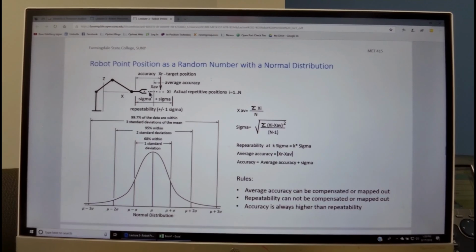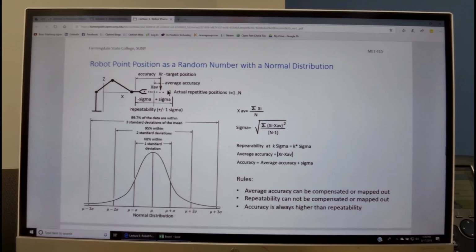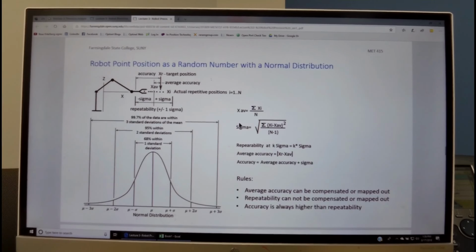The repeatability, however, is the dispersion. It's a random variable, and it cannot be improved. It's an inherent characteristic of the machine. It is measured by sigma, or the standard deviation. The way we calculate the standard deviation is by taking, for each one of these positions, the difference between its position and the average position. We square it. We sum them all, divide by n minus 1, the total number of positions minus 1, and we take the square root. This is the standard deviation of this dispersion.